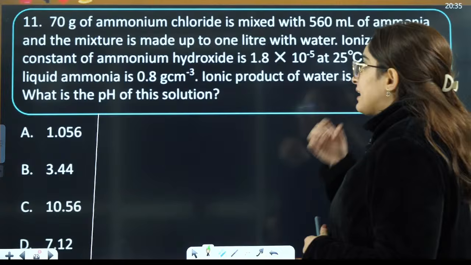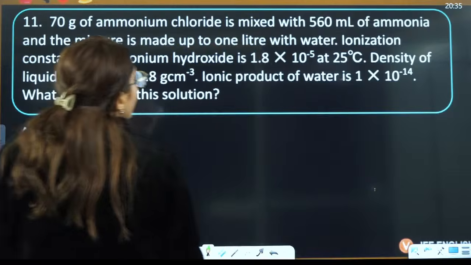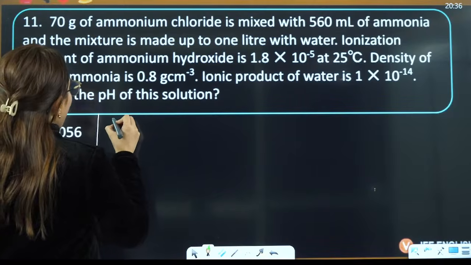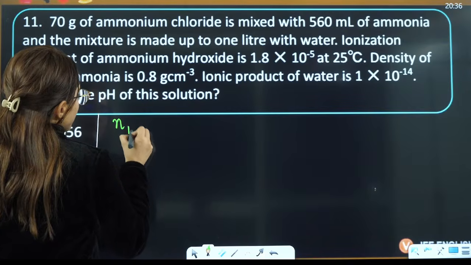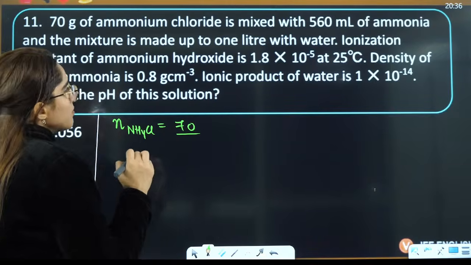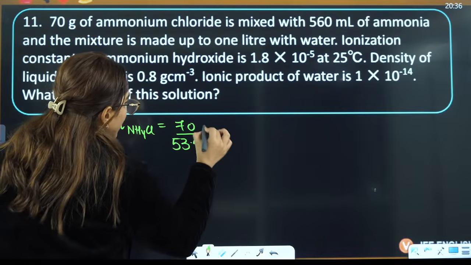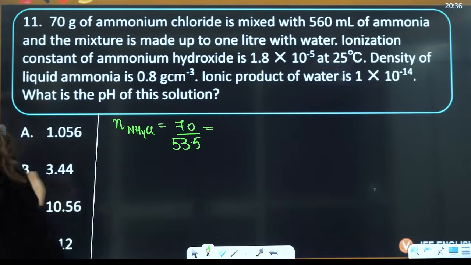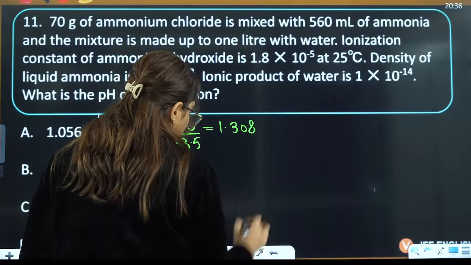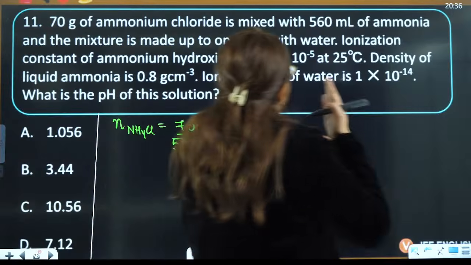Okay, so be ready. 70 gram of ammonium chloride is mixed with 560 milliliter of ammonia. So what we are saying, you have ammonium chloride. Firstly, let's calculate the number of moles of NH4Cl. That is 70 gram. And what is the molar mass of ammonium chloride? I have already done the calculation for you, so I'll just directly write here. It is 53.5, and when you solve it, it comes out to be 1.308, right?